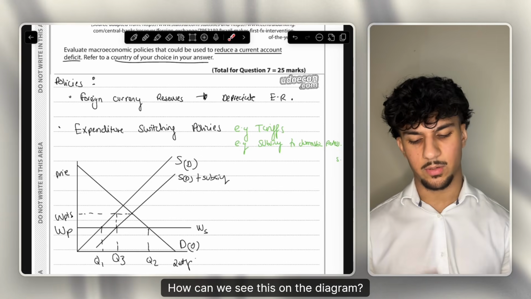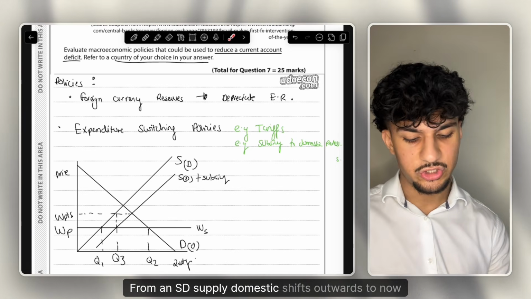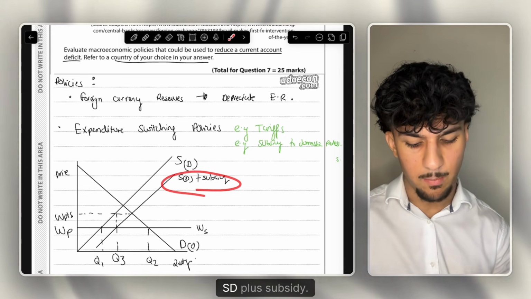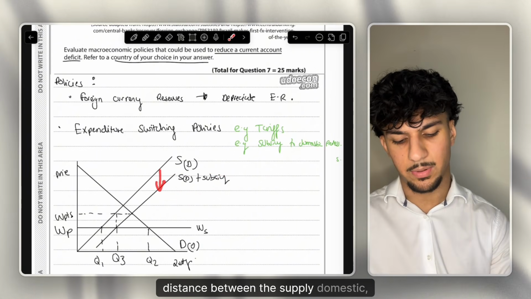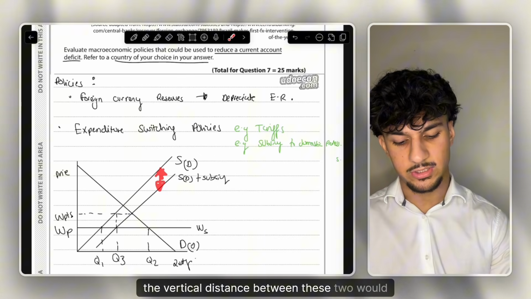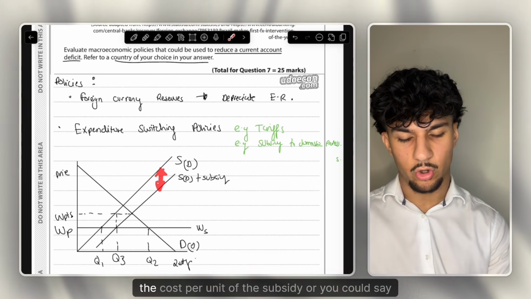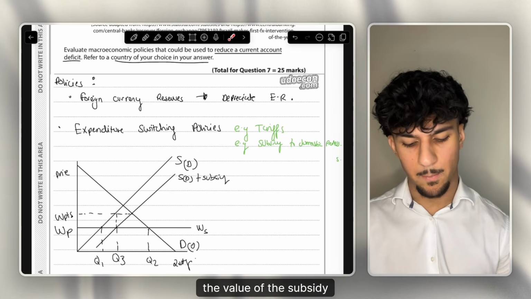How can we see this on the diagram? We can see this on the diagram when SD, supply domestic, shifts outwards to now SD plus subsidy. Now, a good thing to remember is that, just like a normal subsidy diagram, the vertical distance between these two curves represents the cost per unit of the subsidy, or you could say the value of the subsidy per unit.